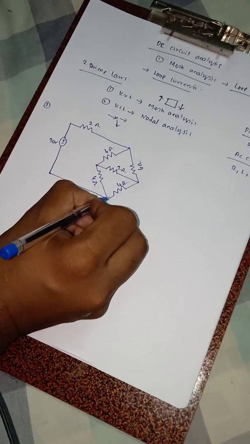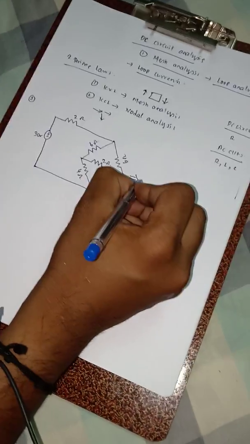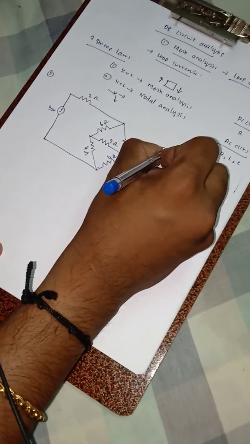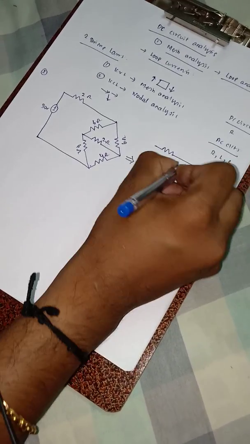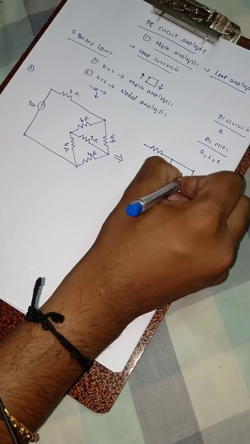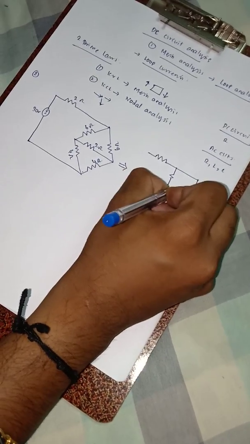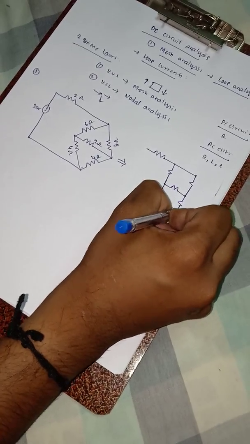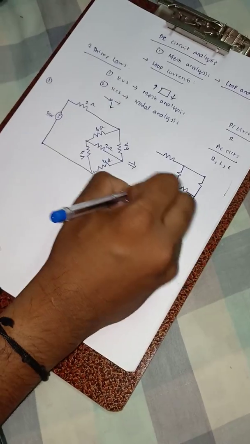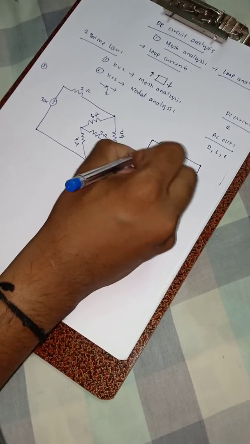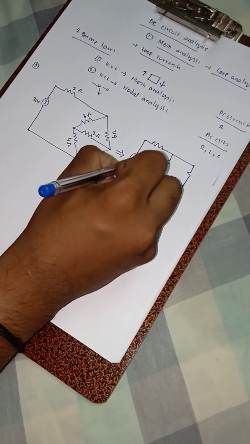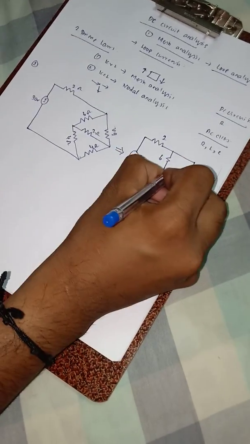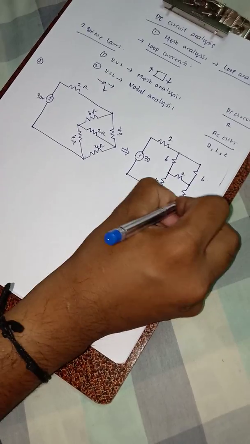Now what can we do with this circuit is, in order to reduce the complexity of the circuit, we can redraw the circuit like this. So this is your 30 volts and this is your 2, this is your 6, 2, 4 and as well as your 4.